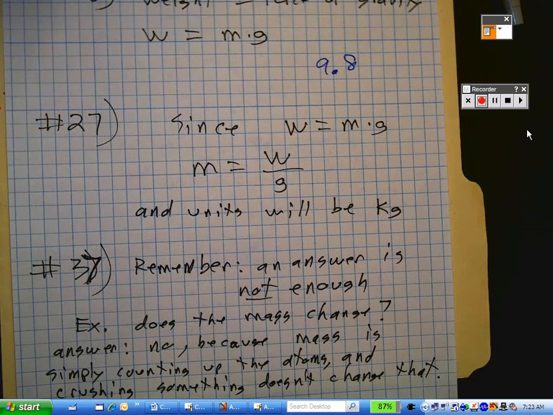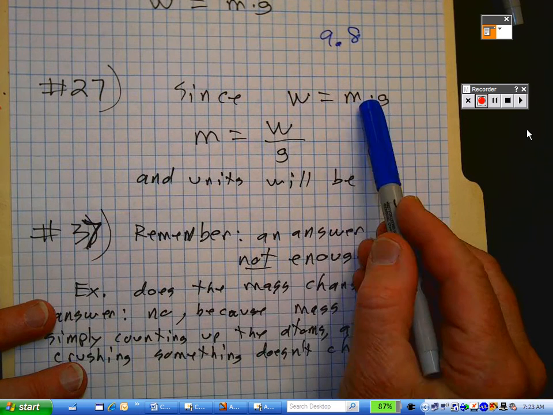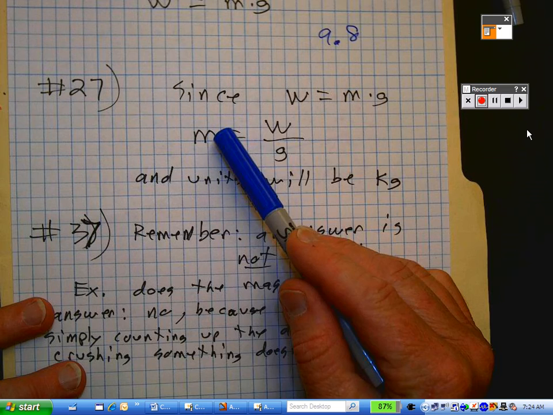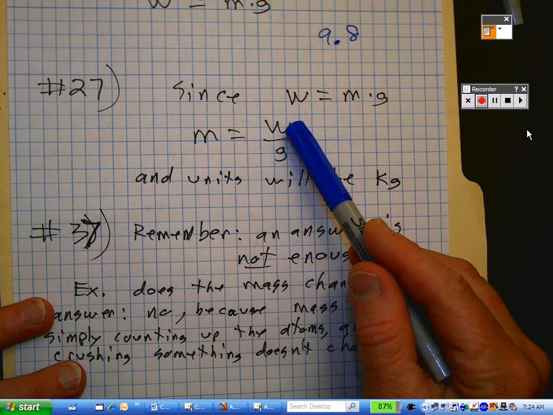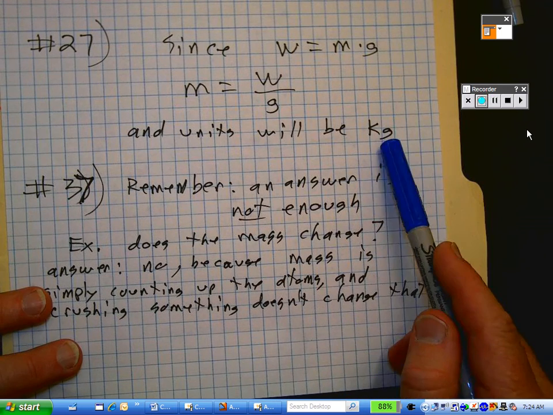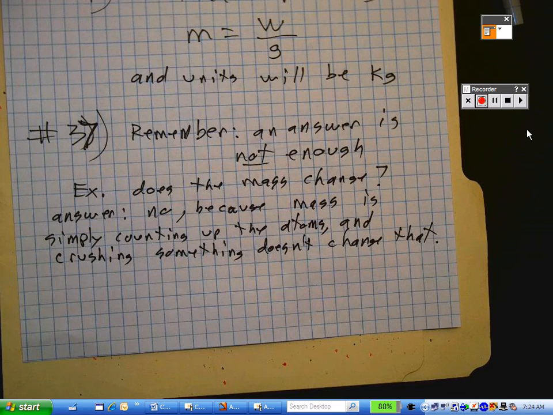Number 27. On number 27, we find that Susie has a weight, find the mass. So it's the same idea. It's the same formula, show your math work for this. But this time we're trying to solve for the mass. So if you take the weight divided by that g, you should be able to find the mass. The mass unit will be in kilograms. Always include the units in problems that you solve.